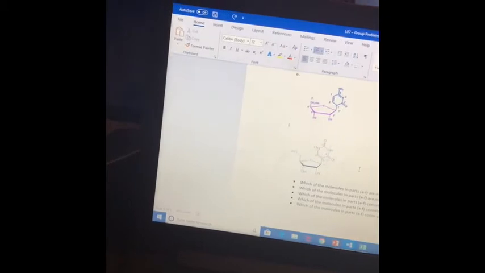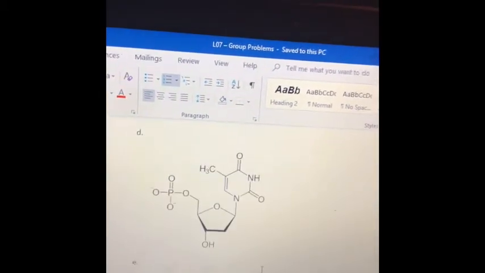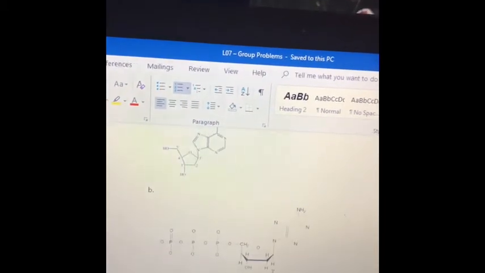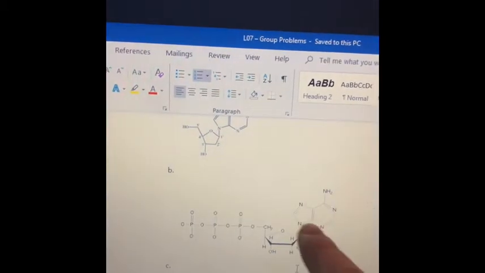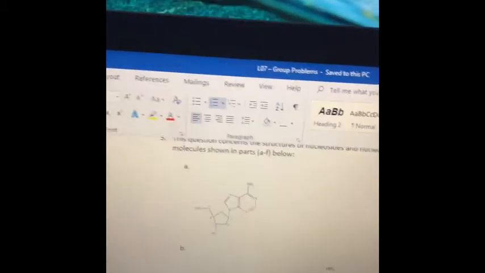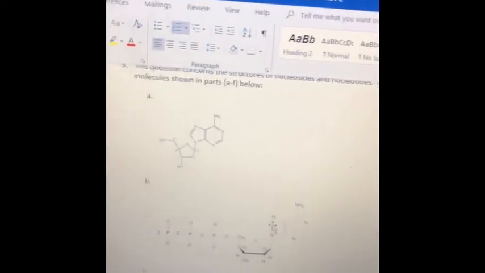And then the last part talks about pyrimidines, and this is all based on the ring structure. So purines are the ones that have the double ring structure. So we can see that this has a single, so F, E, D, C, those are going to be our pyrimidines because B has the double ring structure, as does A. So that's problem 5.